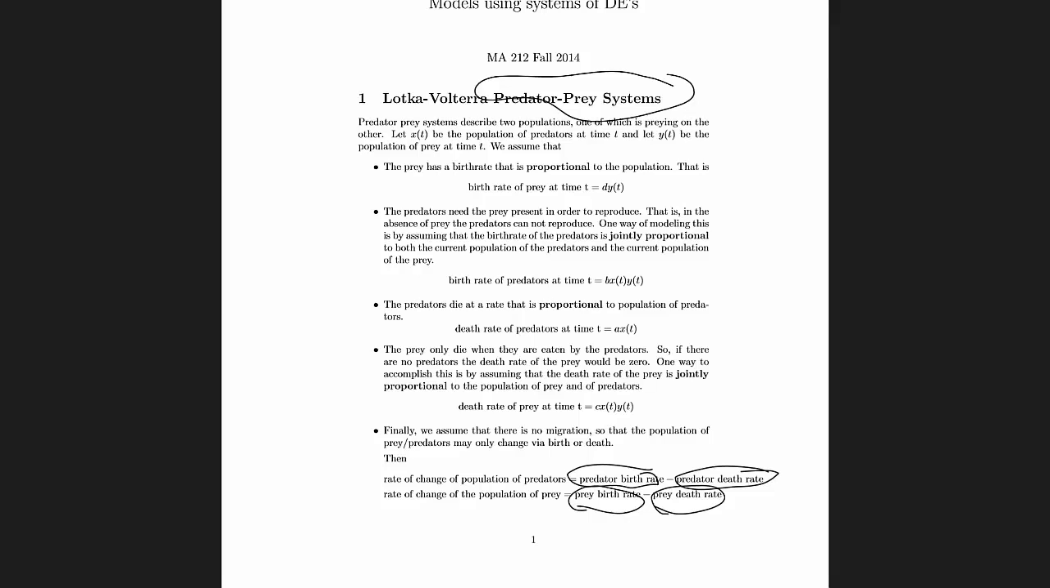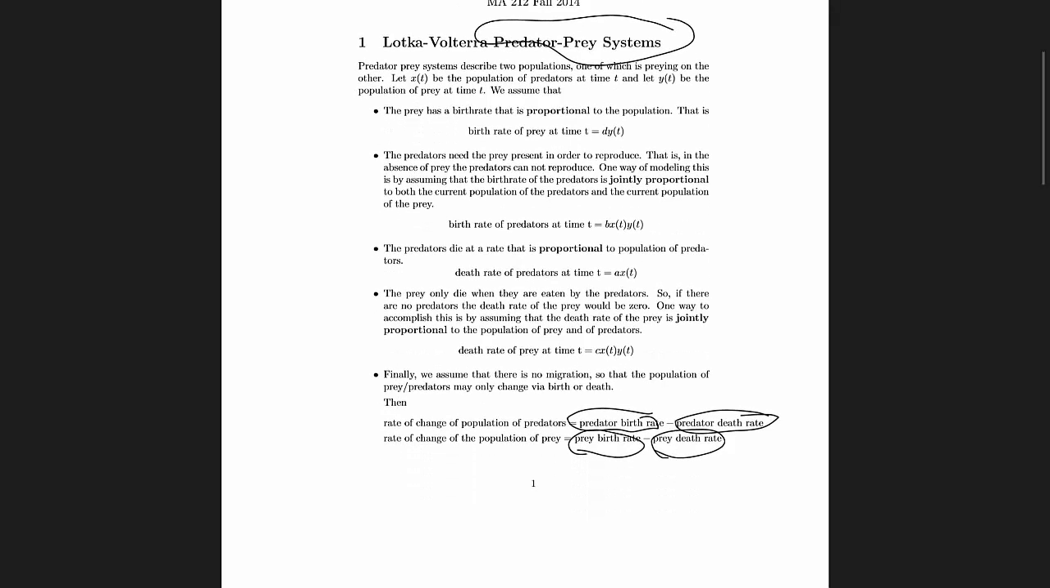Okay, this should remind you of when we did salt tank problems, when we said the rate of change of salt, well, that's the rate of salt coming in minus the rate of salt coming out. Same exact kind of thing here. The question is, how do we quantify the birth rate and the death rate? With this kind of modeling, we just have to make some assumptions.